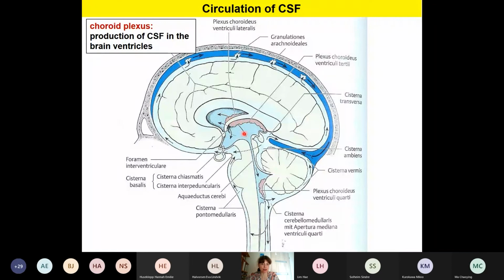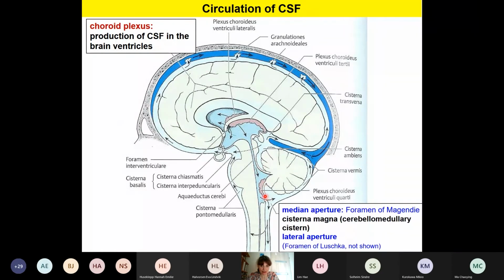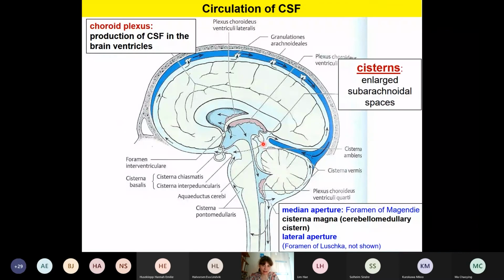And the arrows show how the cerebrospinal fluid flows, and here in the fourth ventricle it can leave the ventricles. We have altogether 3 openings: a median aperture called foramen of Magendie and 2 lateral apertures called foramina of Luschka. These are not visible now, and then the cerebrospinal fluid will enter the subarachnoidal space. And here, where the subarachnoidal space is enlarged, we speak about cisterns. Yes, so cisterns are enlarged subarachnoidal spaces.